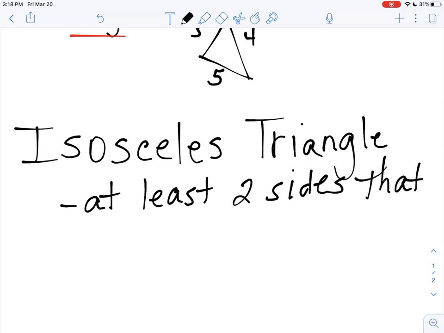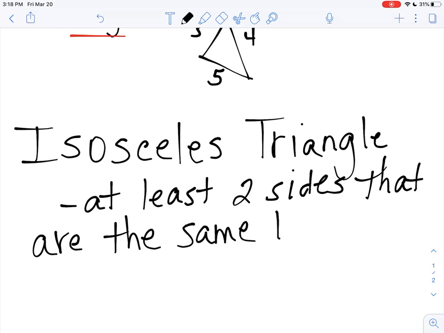I want you to think for a second. What does it mean when it says at least 2 sides? Think about how many sides a triangle has. So if at least 2 sides are the same length, let's think what that's going to look like. So what if I had a triangle like this?